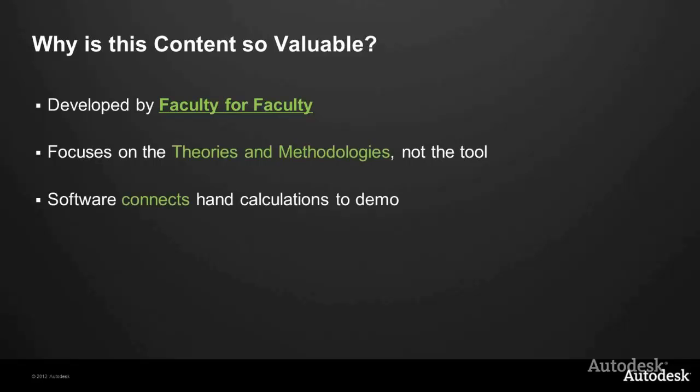The software connects the hand calculations to the demos. Say they're plugging a certain number into one of those hand calculations. Why are they plugging in that number? First of all, why do you even choose that number? And what results does that have if you're changing that number in one of these equations? A lot of the demos in the videos are exploring exactly that. It's a what-if scenario.